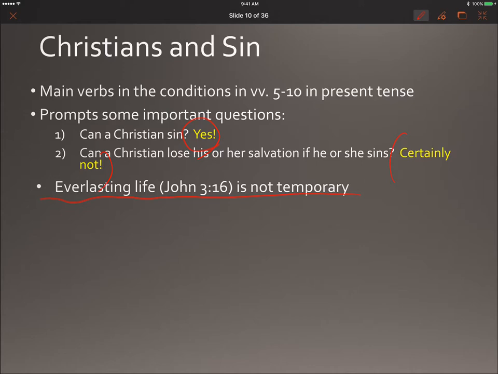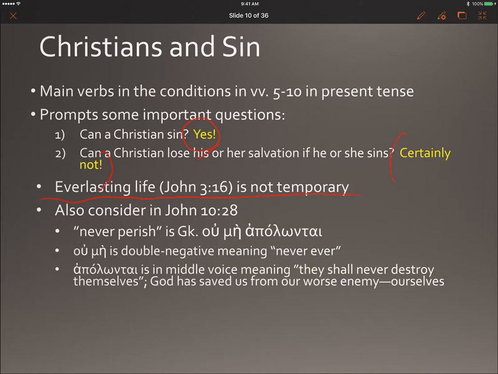All right. Also, consider going back to John's gospel. I'm going to turn there in my Bible. As you can see, I have a Bible with pages. I like to hear pages turn.